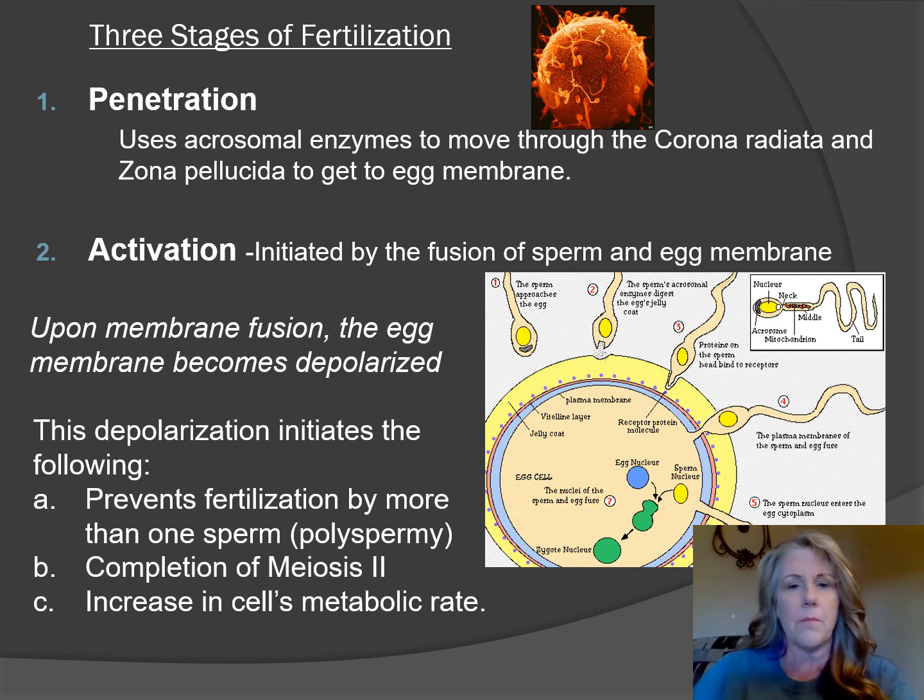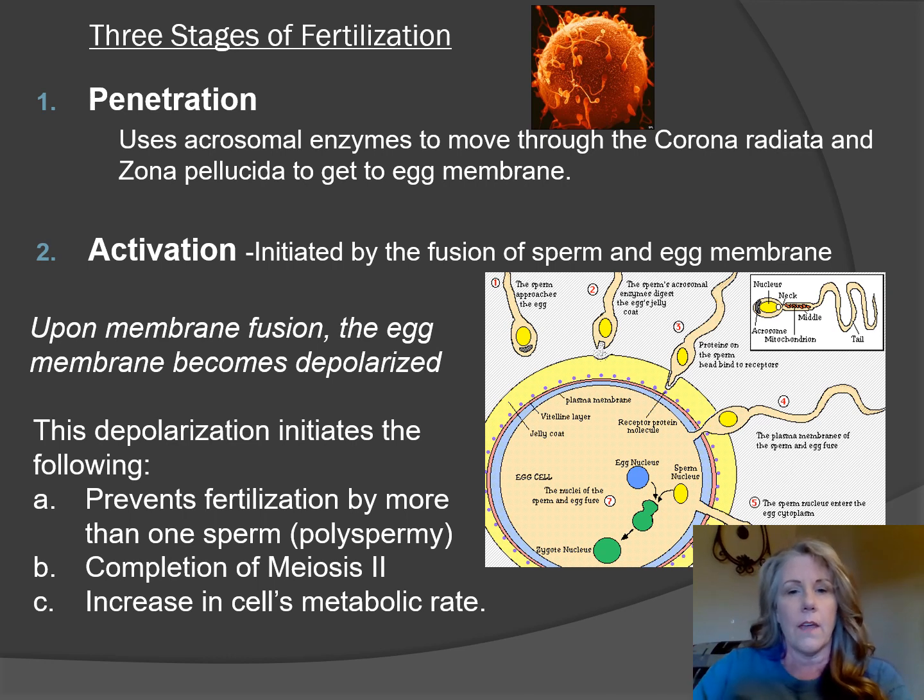Now, upon membrane fusion, the egg's plasma membrane becomes depolarized. You guys know all about depolarization. Okay, so once they fuse, it becomes depolarized. This depolarization initiates the following. It prevents fertilization by more than one sperm. Okay, so once it depolarizes, there's no other sperm that can actually reach it. Think of it as it repels the rest of the sperm.